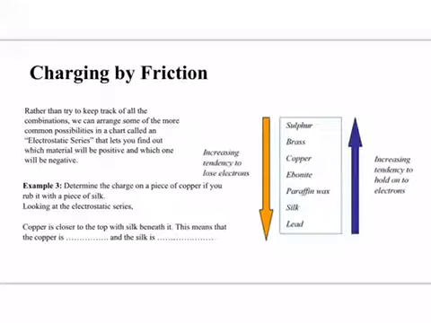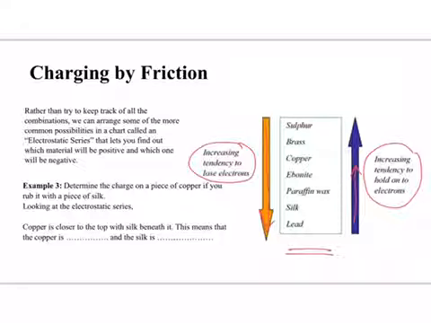Rather than try to keep track of all the combinations, we can arrange some of the more common possibilities in a chart called the electrostatic series, which lets you find out which material will be positive and which one will be negative. Here you see an electrostatic series chart. When you go down, there's an increased tendency to lose electrons, and when you go up, there's an increased tendency to hold on to electrons. So I can say that, for example, sulfur has more tendency to hold electrons than silk, or lead has more tendency to lose electrons than copper.